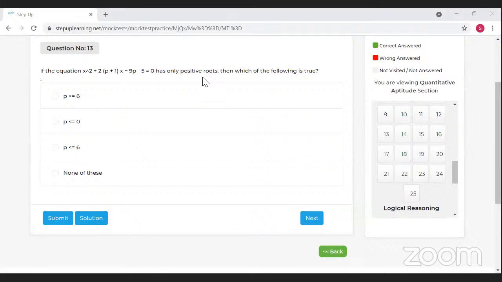The equation has only positive roots, then which of the following is true? None of these? I think even the answer here is also not correct, sorry. Let's look at this one. They're saying this has only positive roots. So it means that alpha is greater than 0 and beta is also greater than 0, which means that alpha plus beta is greater than 0.